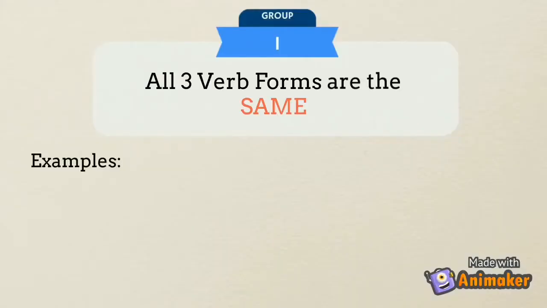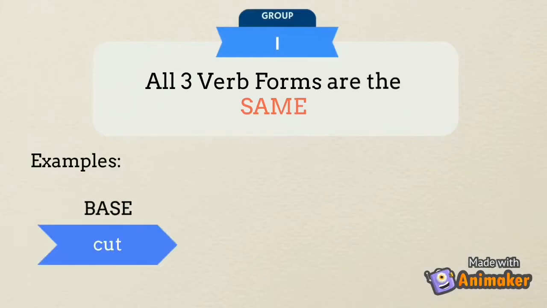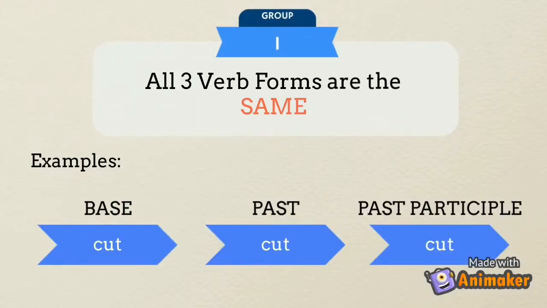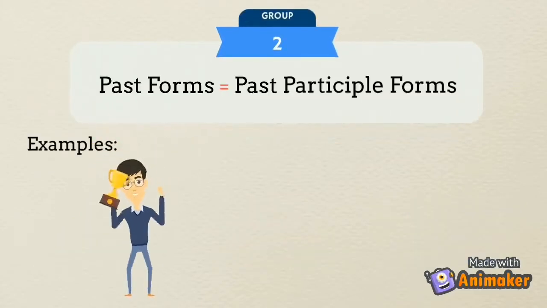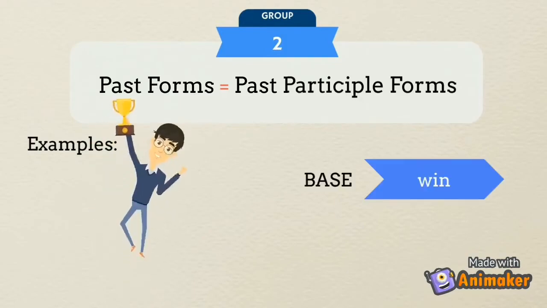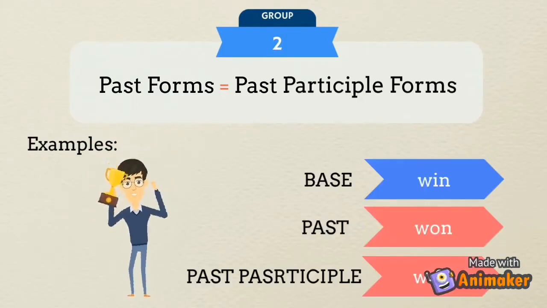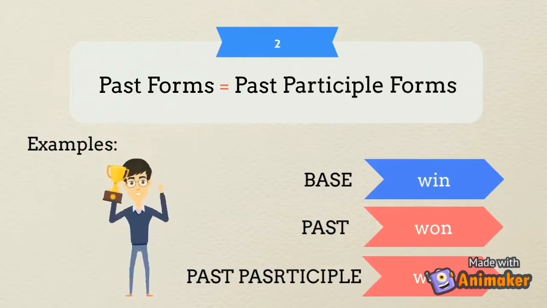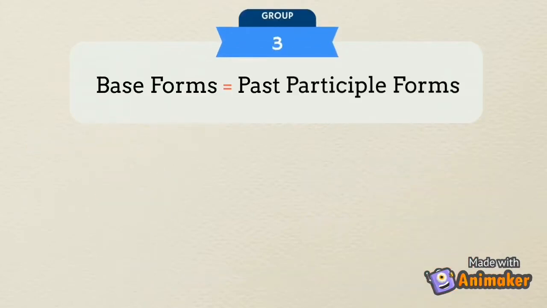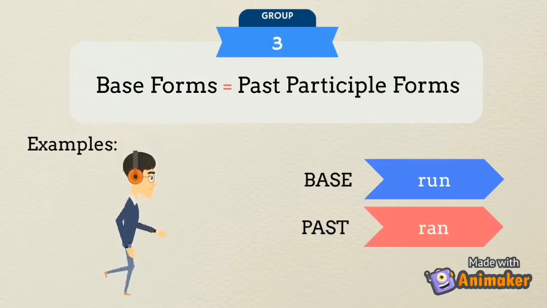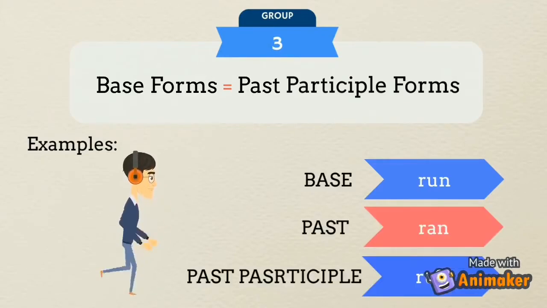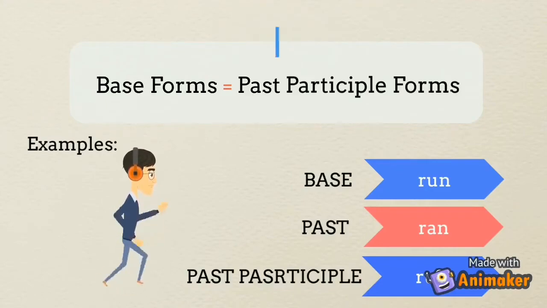Group 1. All three verb forms are the same. Next, same past and past participle forms. Win in base form becomes won in past and remains won in past participle. Then, having same base and past participle form, run in base form converts to ran in past and converts again to run in past participle form.